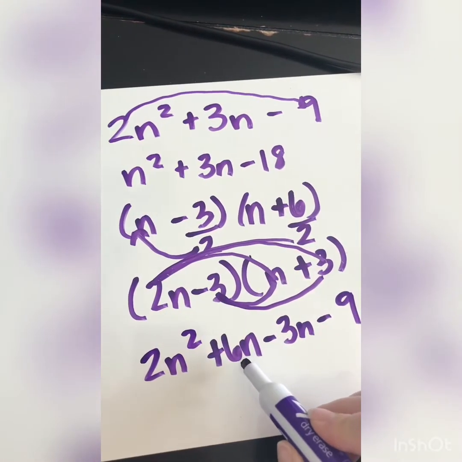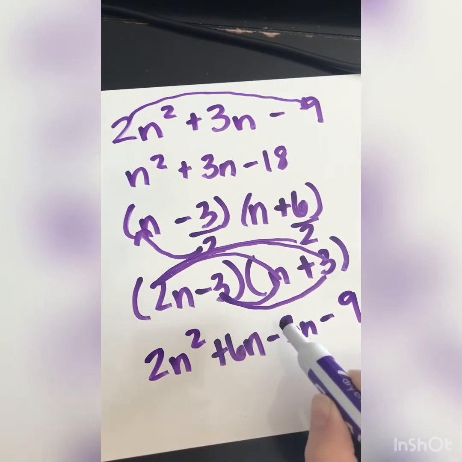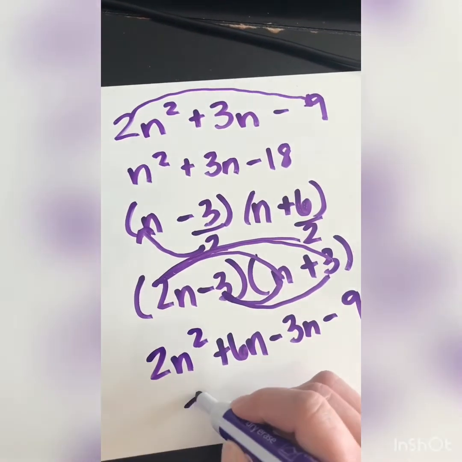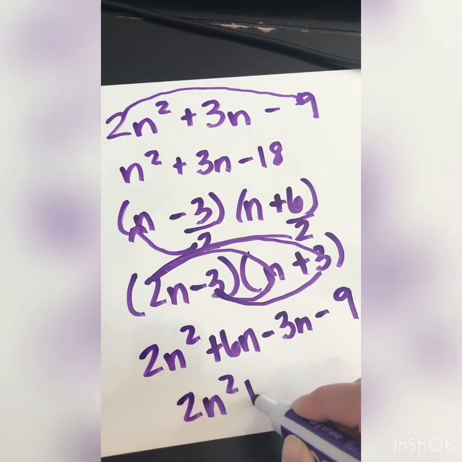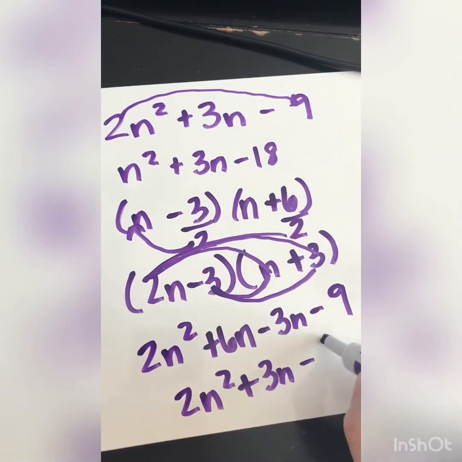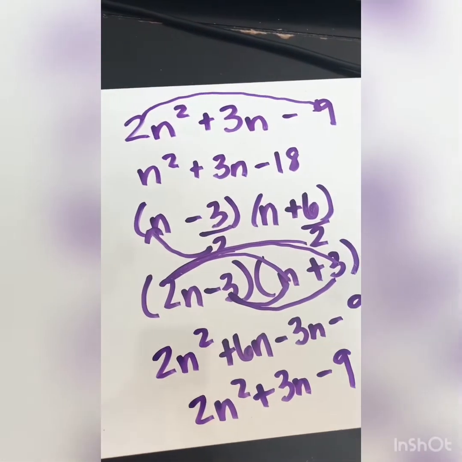And I can see if I add plus 6n minus 3n, I'll get a positive 3n. So 2n squared plus 3n minus 9. And that's the same as what I started with, so we did it right.